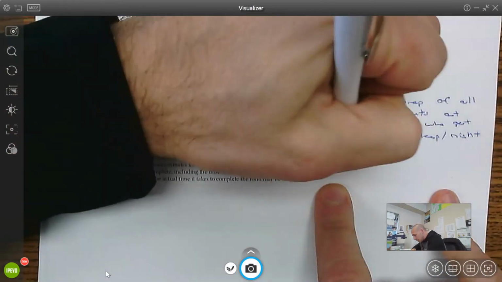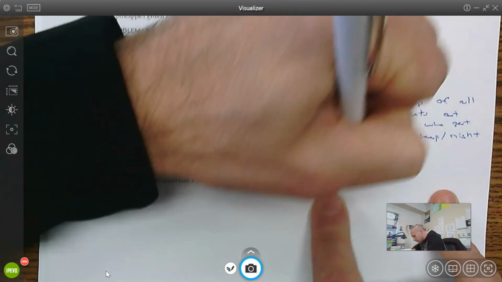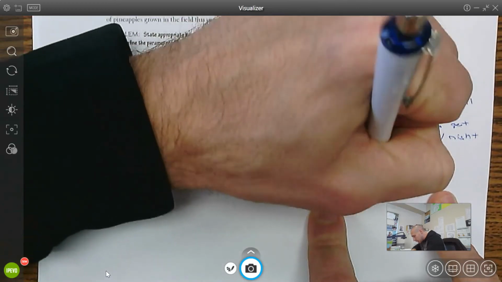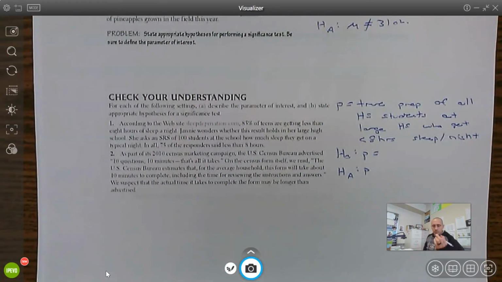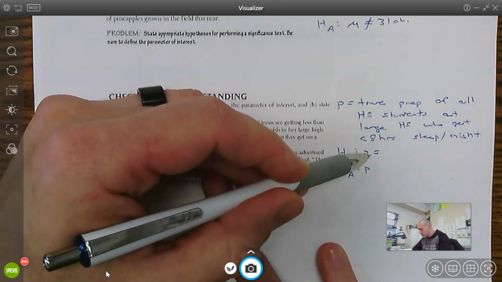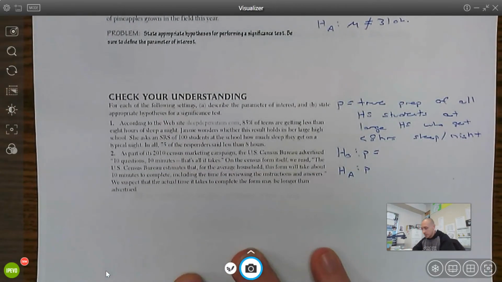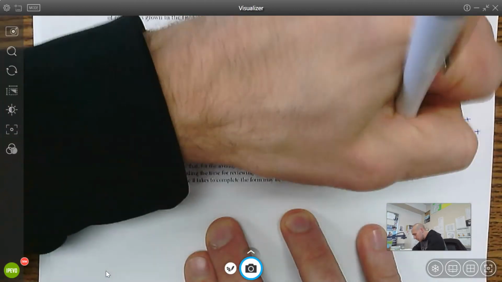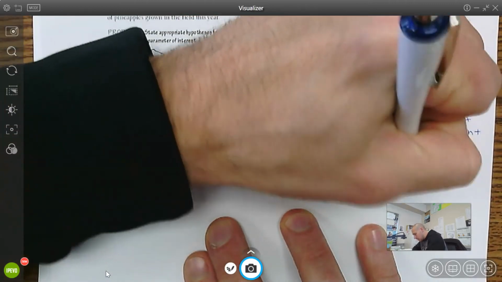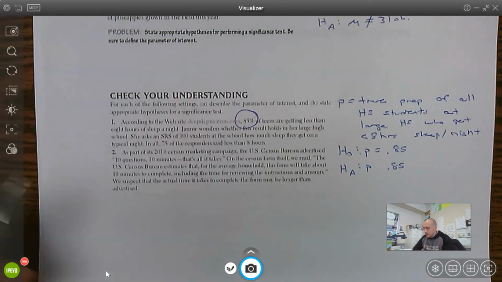So now we want to state the hypotheses. The null, the alternative, here's what I know. That will be absolutely true. There's the parameter. The null is always going to be equal to some value. The claim is this 85%. So I know that the null is 85% of these students get less than 8 hours of sleep a night.